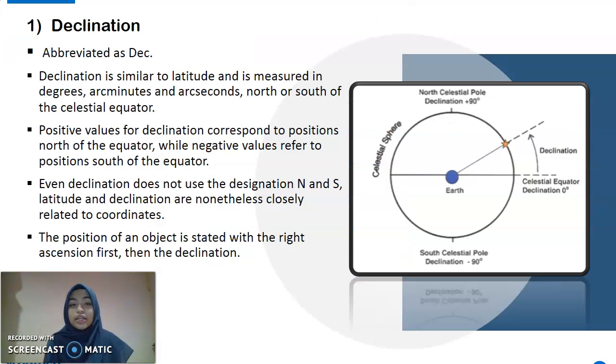Okay. First, declination. Declination, abbreviated as DEC. Declination is similar to latitude and is measured in degrees, arc minutes, and arcseconds north or south of the celestial equator. Positive values for declination correspond to positions north of the equator, while negative values refer to positions south of the equator. Even though declination does not use the designation N and S, latitude and declination are nonetheless closely related coordinates. The position of an object is stated with the right ascension first, then the declination.